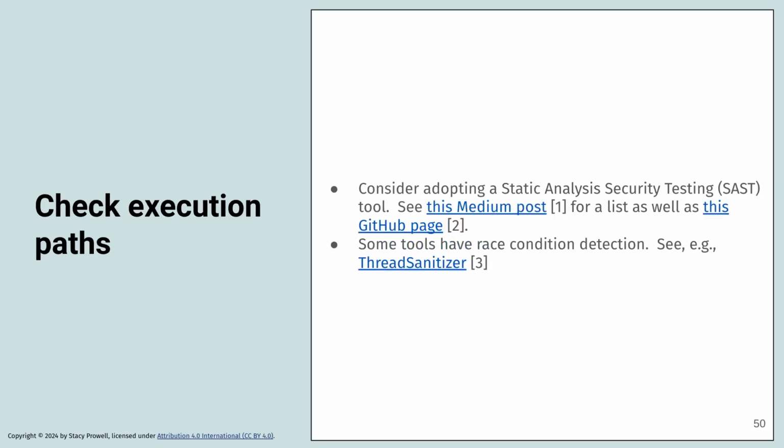Execution paths, I mentioned that. Consider a static analysis security testing tool, a SAST tool. And again, I give you a Medium post and a GitHub page. And I even point out a place where you can go and look for race conditions. Thread Sanitizer is part of the LLVM compiler suite, and you can go and take a look at that at the link.